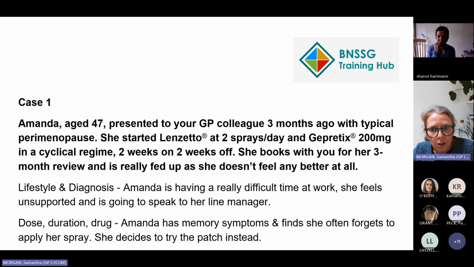When you talk about her dose, the duration, the drug, she acknowledges that actually her memory's not been so good and she's often been forgetting to apply the spray. So a couple of times a week, she's forgotten to use it. So she decides maybe she'll try the patch instead. And you talk about using an alarm on her mobile to support that twice weekly patch change to get into that good routine.